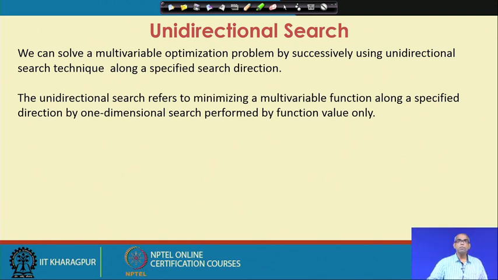Now, before starting the simplex algorithm, let us talk briefly about unidirectional search. We can solve a multivariable optimization problem by successively using unidirectional search technique along a specified search direction. The unidirectional search refers to minimizing a multivariable function along a specified direction by one-dimensional search performed by function value only. So, you can follow the one-dimensional search techniques that we have learned in our previous week.